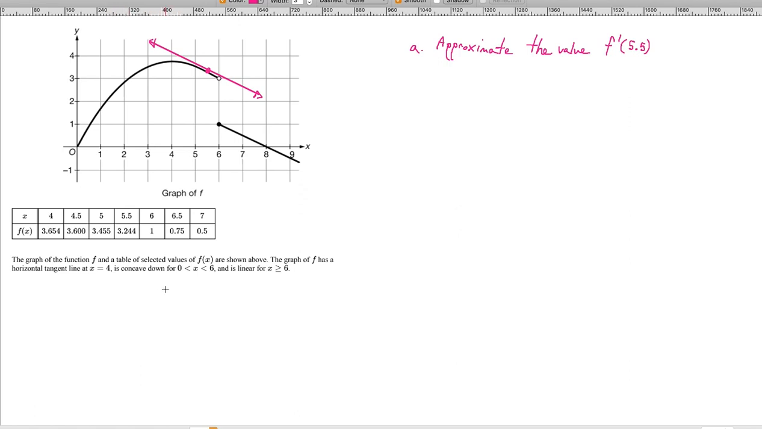Now, the key here is that you don't want to use this point and this point, because this piece of the function is not continuous. It jumps, and this piece isn't going to be a good approximation of this tangent line if I use this point and then this point.